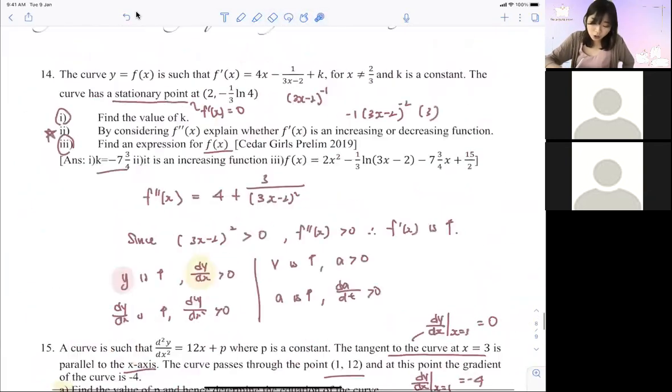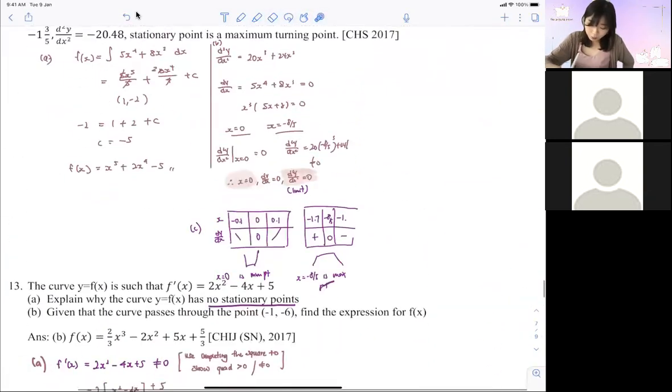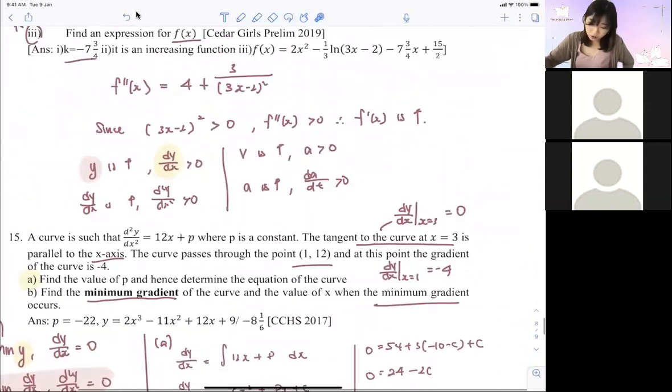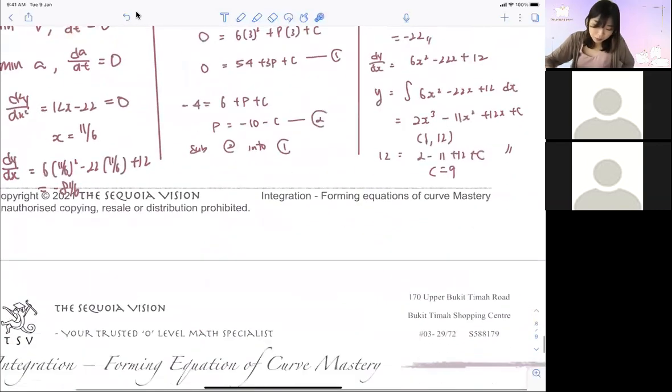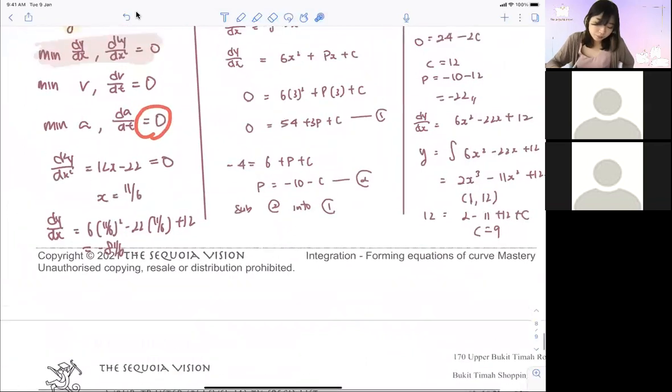Okay, it's the same as your increasing, decreasing. Sorry, let me move up a bit. Where's my increasing, decreasing? Just now I said, I want velocity to be increasing, I differentiate velocity bigger than 0. So the only difference is this part. Increasing means bigger than 0. Minimum, maximum means equals to 0.